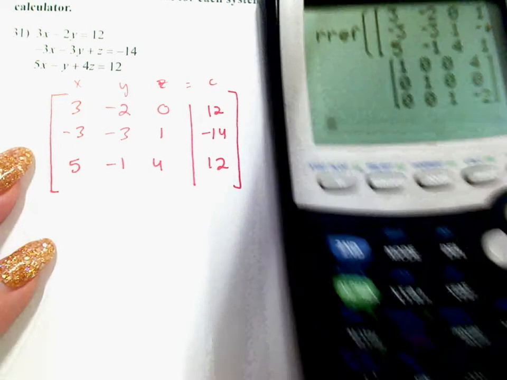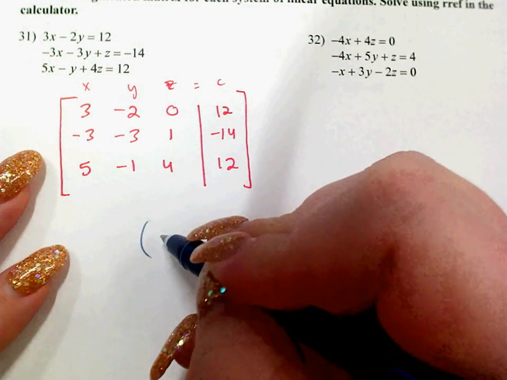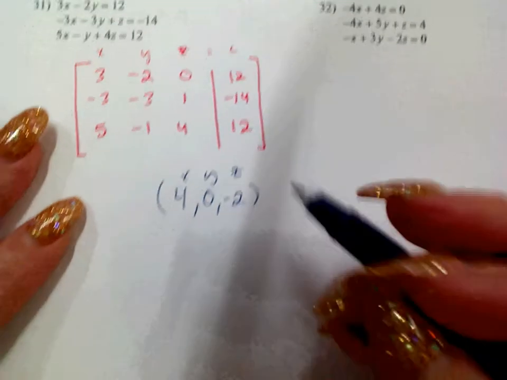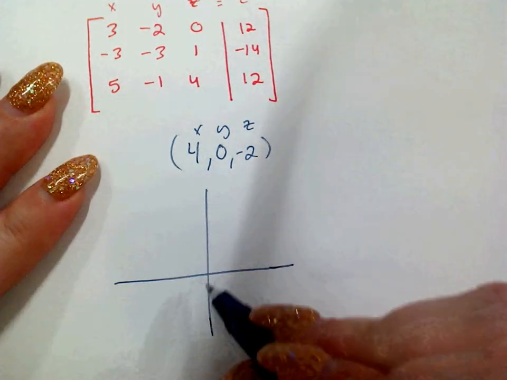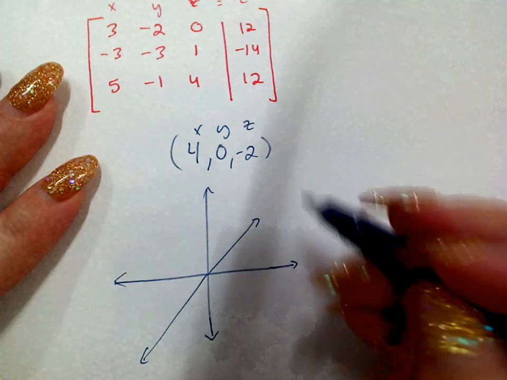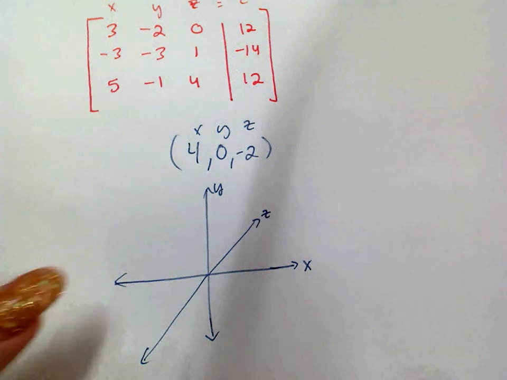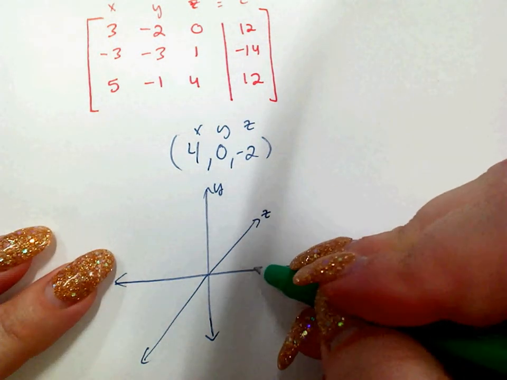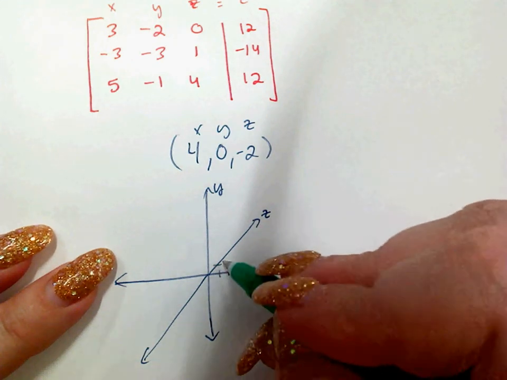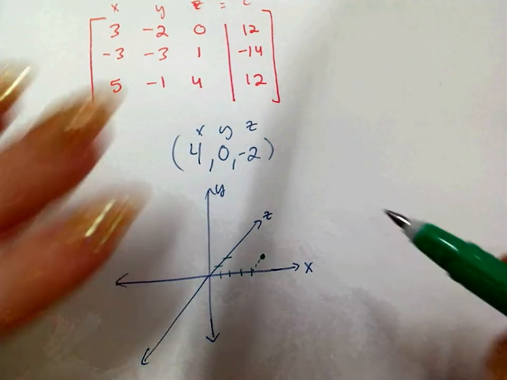So that actually means the answer is the coordinate point (4, 0, -2), x, y, and z. And so what you're actually doing, if you've got your x and your y and your z axis, that means you are going to the right 4, you're going up none, and then you're going backwards 2. So you're actually going out in that direction. But it's flat on the xz plane because you don't go up any y.